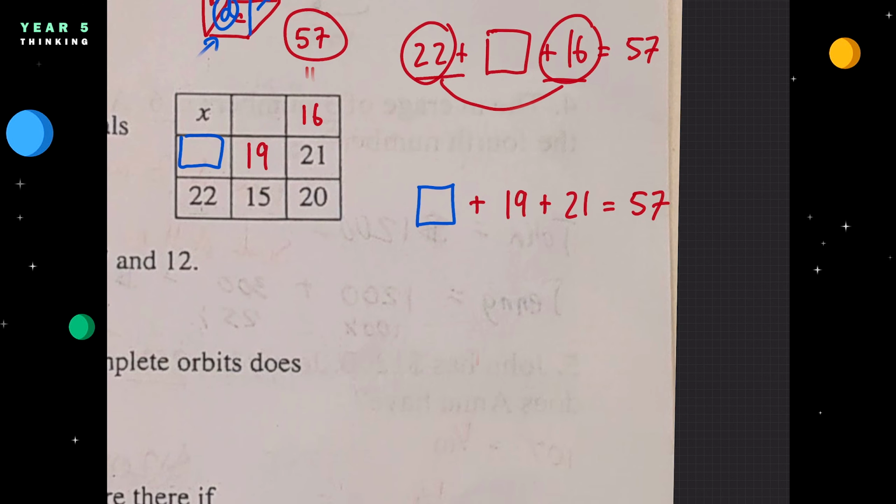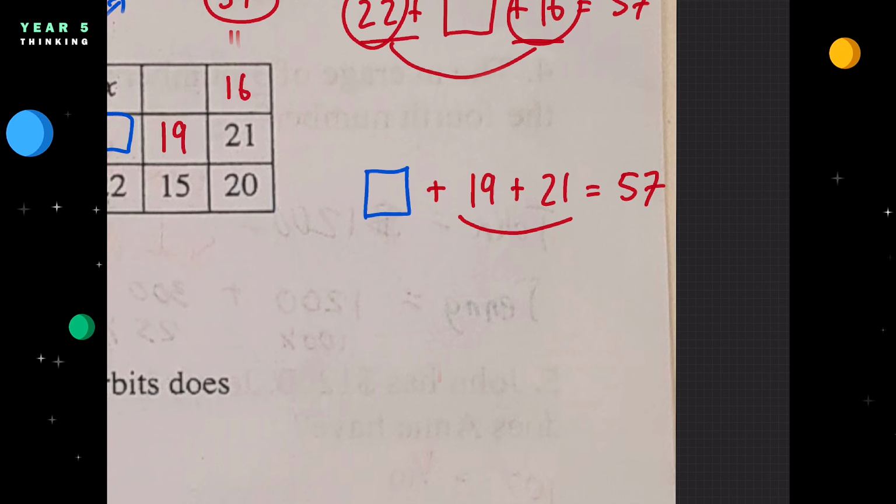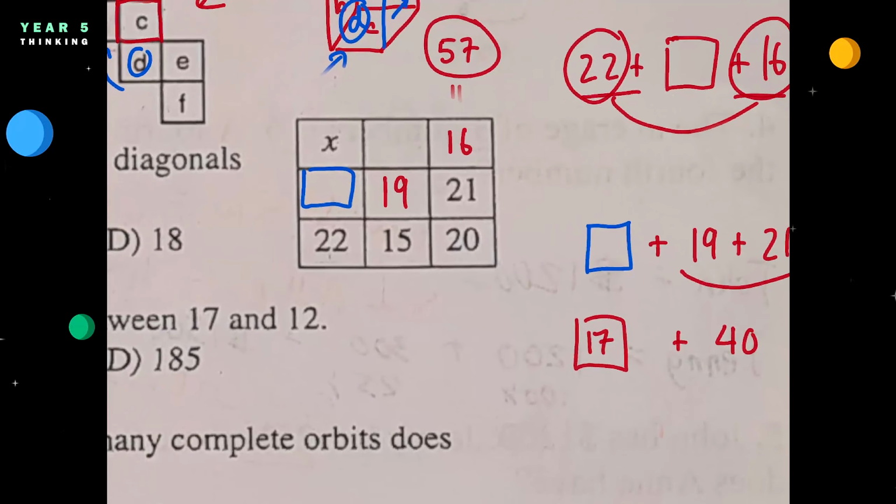All right, so let's add these numbers up. 19 plus 21 will give me 40. 40 plus something is equal to 57. So we do 57, take away 40, and you will get 17. So this number must be 17.